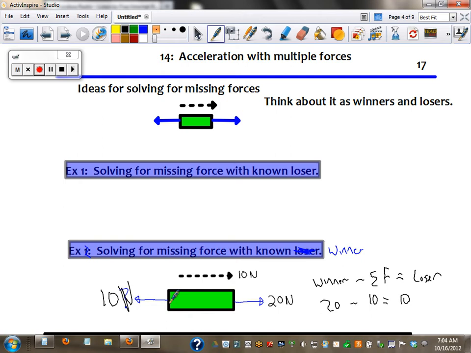Now, questions like these will not be on the test. However, they will be just part of the question. You will need to be able to understand this in order to actually do the one test question that will be on this topic.